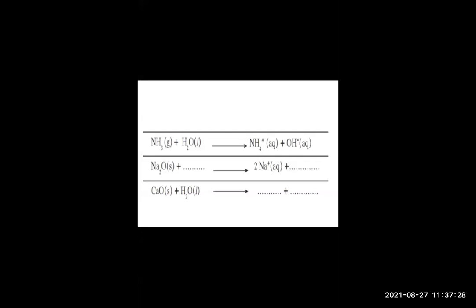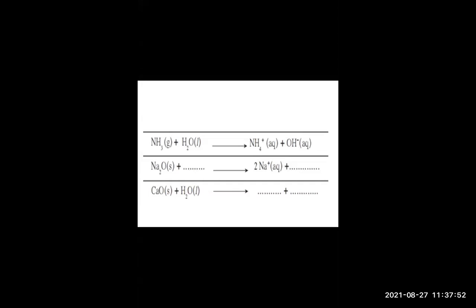So calcium oxide plus water gives calcium plus hydroxyl ion. That is Ca2+ 2OH−. So I hope this activity is clear to you all. Okay, all have solved it. Yes. So we got the answer from here, different reactions.